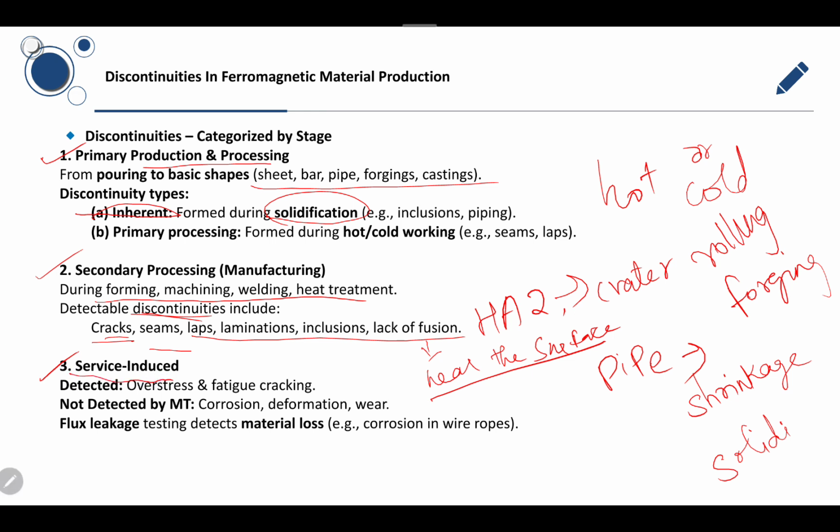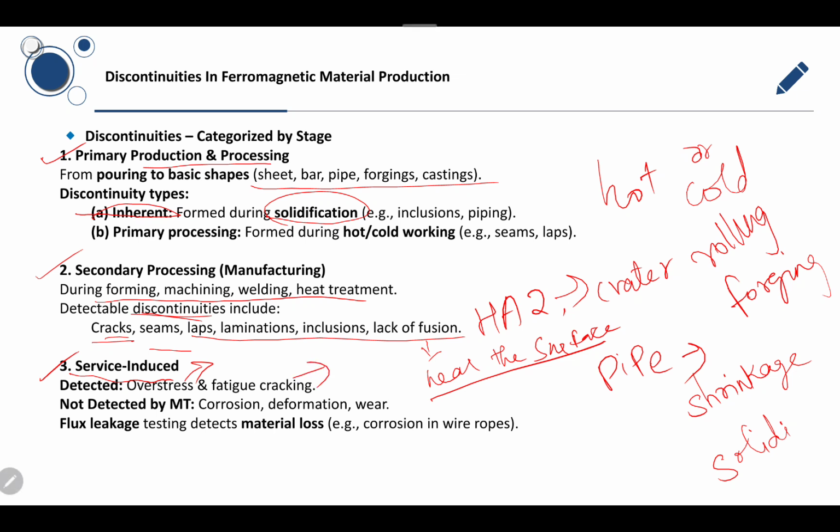Next one is service induced. These develop during the actual operational use of a component: overstress cracking and fatigue cracking. First, overstress cracking, caused by loads exceeding material strength. Yes, detectable if no visible fracture occurs.